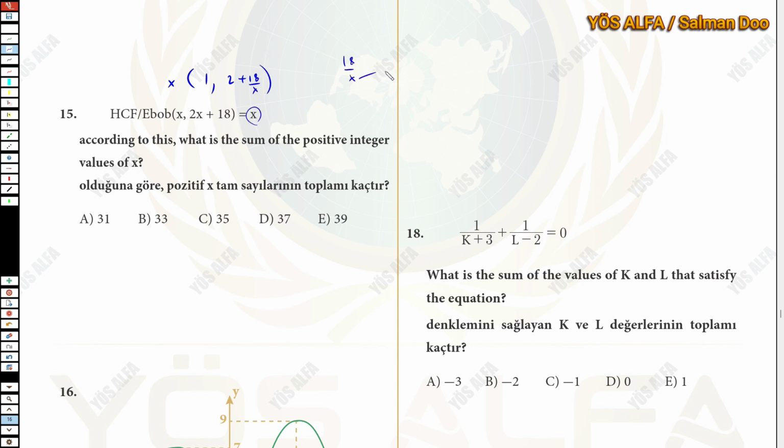So x could be 1, 2, 3, 6, 9, and 18. Since we're asked to find the summation, the answer is the summation of all these numbers, which is 39. The answer is E.